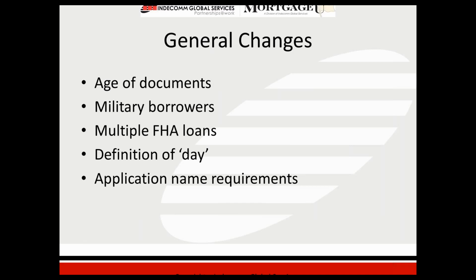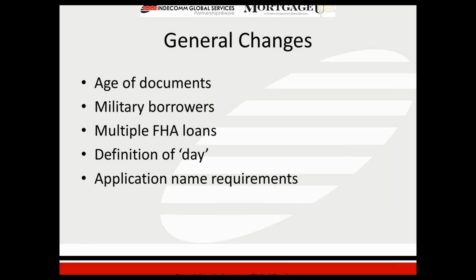So if you take a look at that job aid, which should be nearby with this PowerPoint as you're listening, you're going to want to look at page 1 of the job aid, where we're going to go through these 5 bullet points that you see on screen. The age of documents, military borrowers, multiple FHA loans, the definition of a day, and application name requirements.